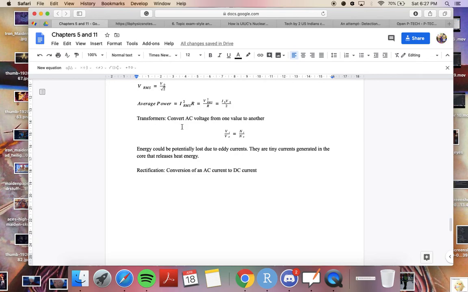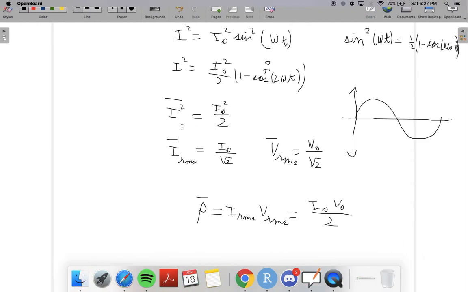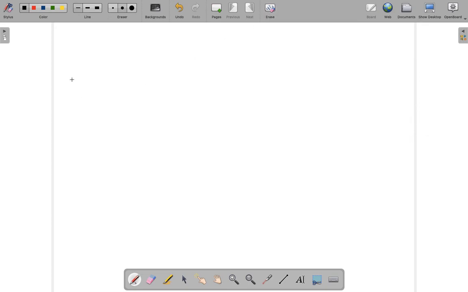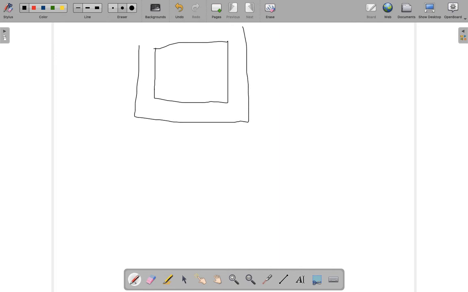Next up, we have transformers. So transformers, what they do pretty much is convert AC voltage from one value to another. Let's see what a transformer looks like first. So a transformer consists of a core, a giant core, usually made of a soft magnet, so it can be partially magnetized. Iron is preferable in this case.